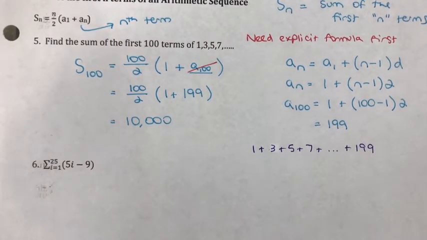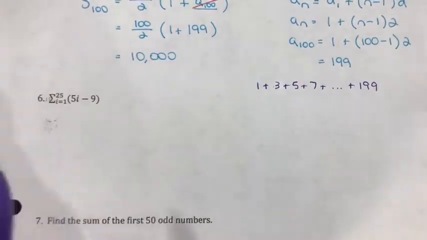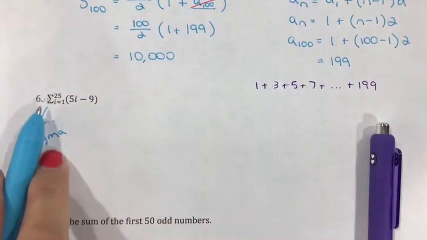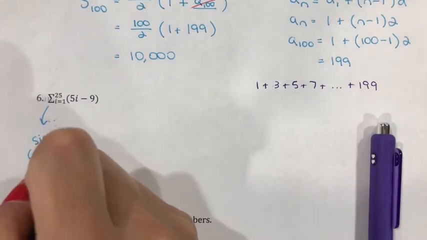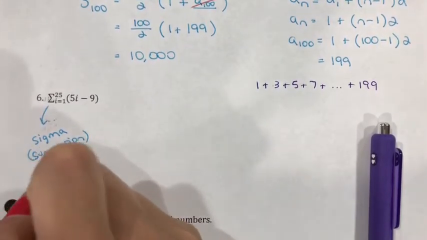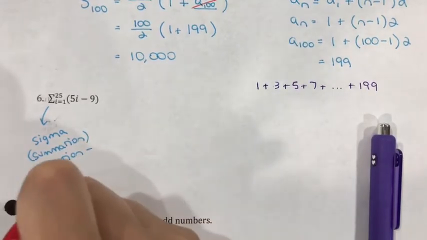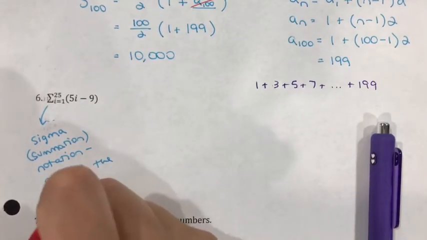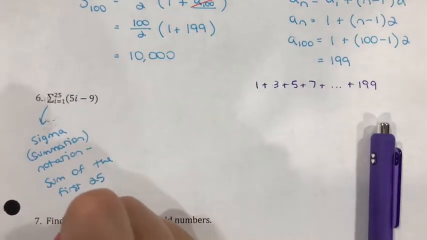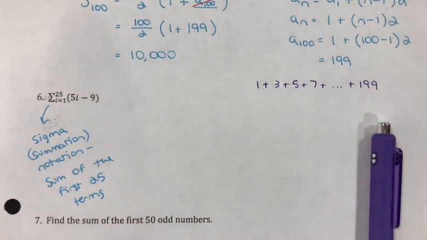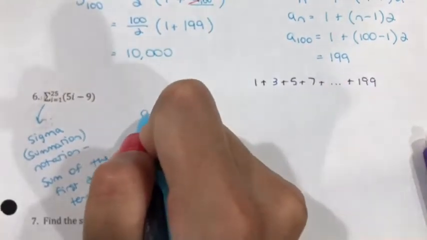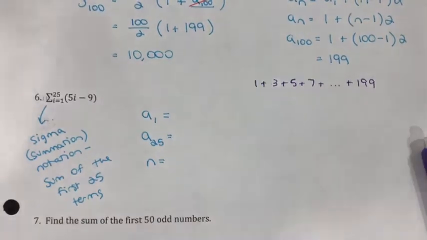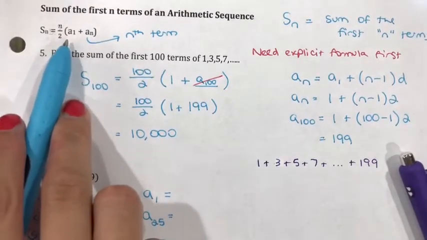Okay. Now remember that sigma notation, this means a sum. Sigma, or summation notation, means we've got a sum of, in this case, the first 25 terms. Now, if I'm using my formula, I know I need the first term, I know I need the 25th term, and I know I need n. Those are the 3 variables in my formula.